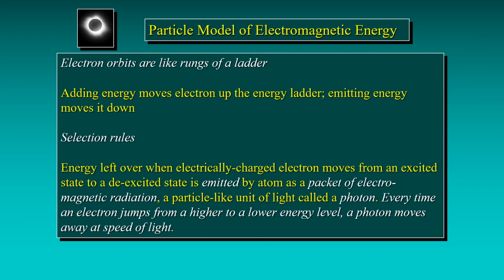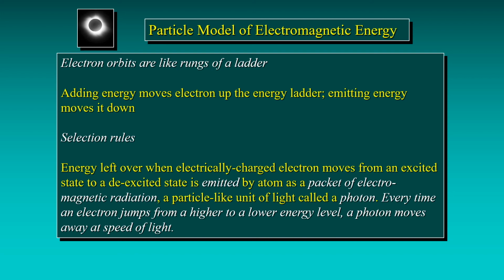So we can think of electron orbits as like rungs in a ladder. Which basically means that if we add energy, it's going to move the electron up the energy ladder, and if we emit energy, it's going to move it down that ladder. The energy ladder differs from an ordinary ladder that you might conceptualize in that the rungs on this energy ladder are not evenly spaced.